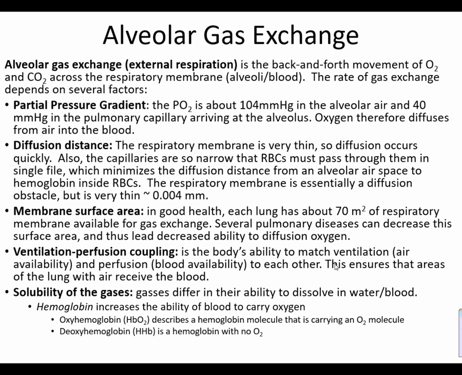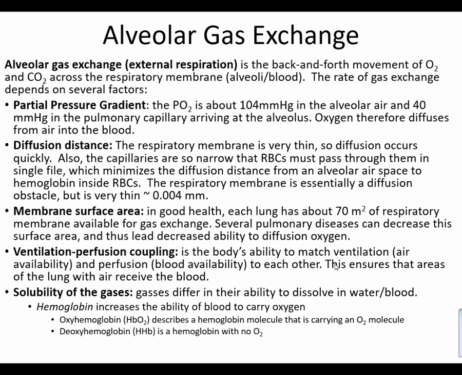All right, our next couple slides, we're going to go through and talk about the 2 types of gas exchanges. Diffusion that occurs in our alveoli is called alveolar gas exchange, or external respiration. Back and forth movement of oxygen and carbon dioxide across the respiratory membrane. So we're talking alveoli and blood. This rate of exchange depends on several factors. That partial pressure gradient I've been talking about for several slides now.